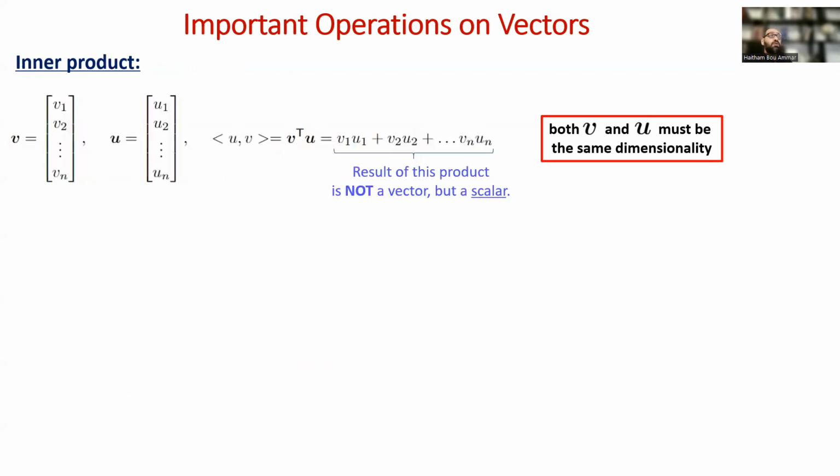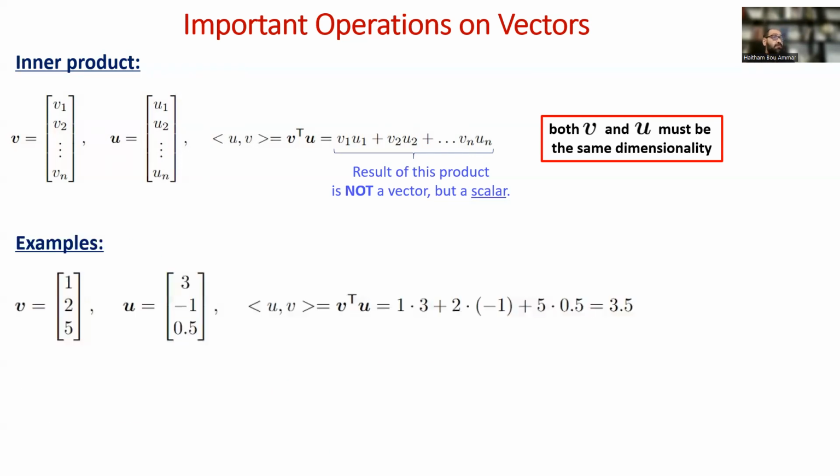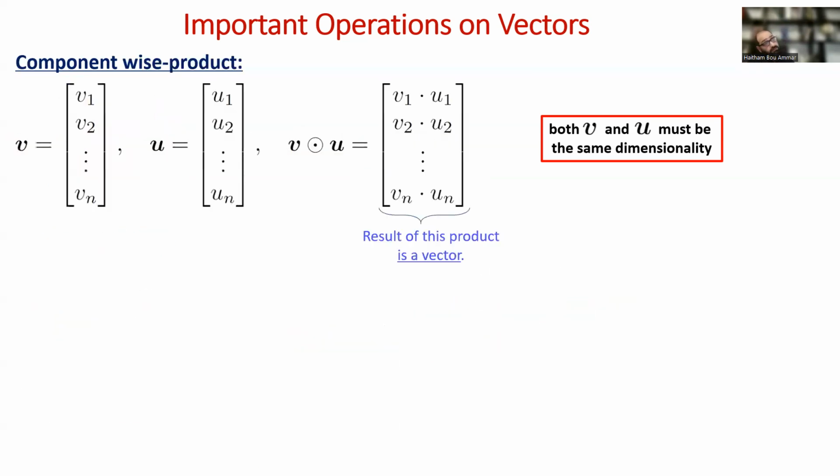We also talked about inner products, meaning that if you take one vector and another vector and do the inner product of these two vectors, you take the first component by the first component, plus the second by the second, plus the third by the third, up to n by n, and we get a scalar, a real number. We don't get a vector if we do an inner product. But we also said that if you do a component-wise product, then you get a vector.